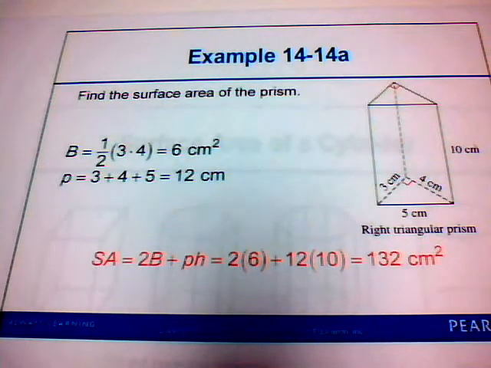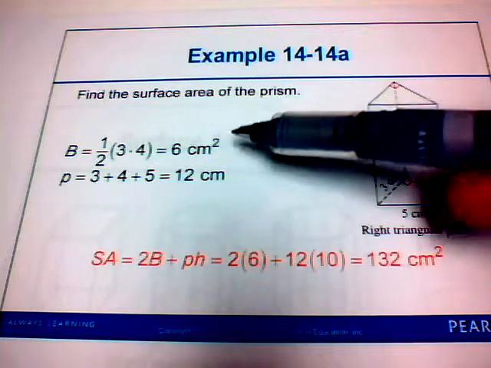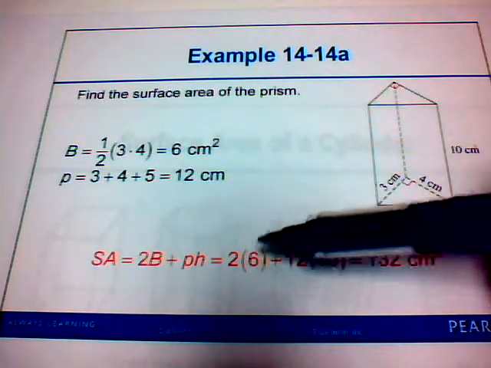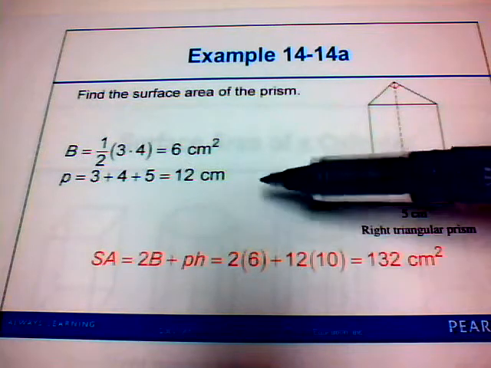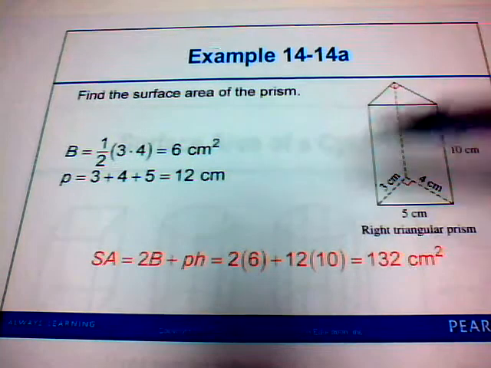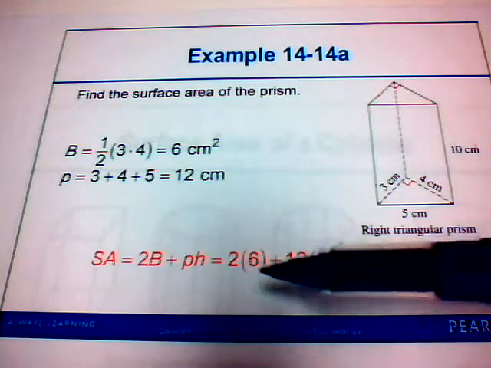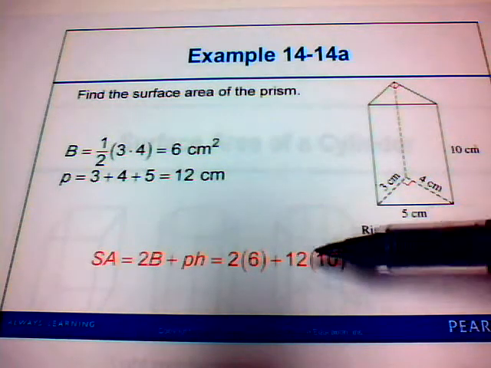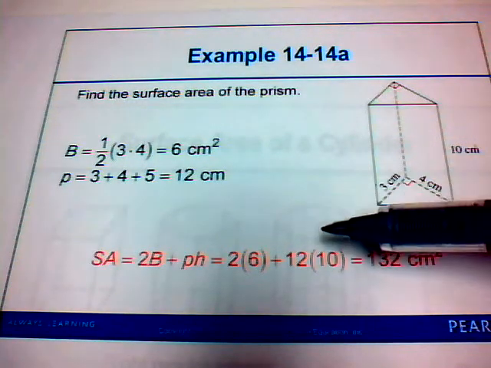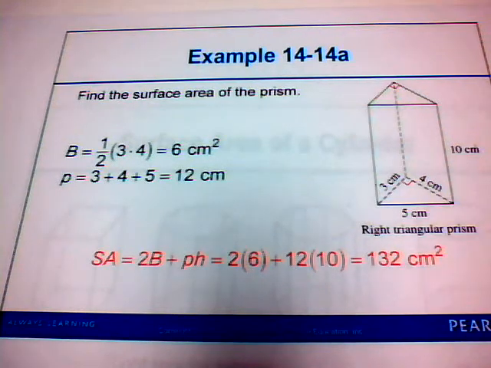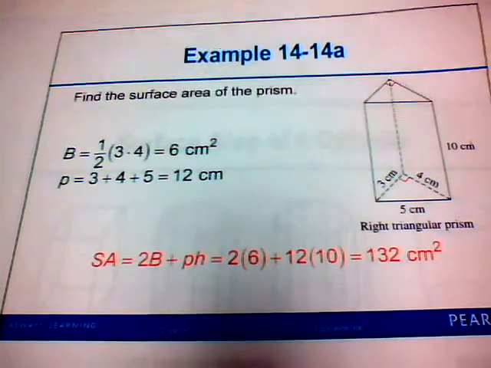Now the surface area is just 2 times the base plus the perimeter times the height. 2 times the base, which was 6 square centimeters, so that's 2 times 6, plus your perimeter, which was 12, times the height, which is given to us in this problem as 10. So 2 times 6 is 12, plus 12 times 10, which is 120. 120 plus 12 gives you 132 square centimeters. So the surface area of this right triangular prism is 132 square centimeters.